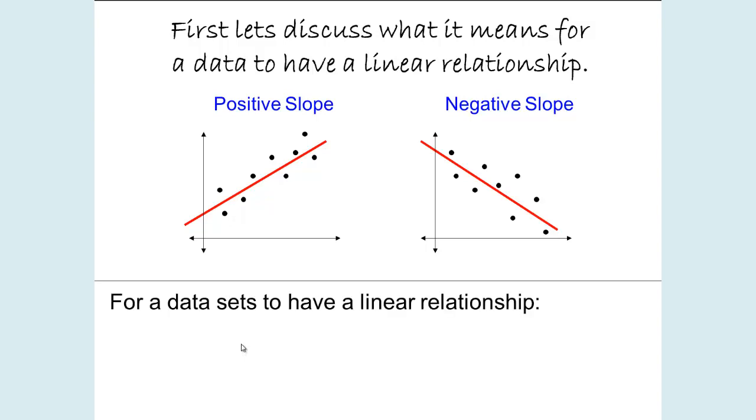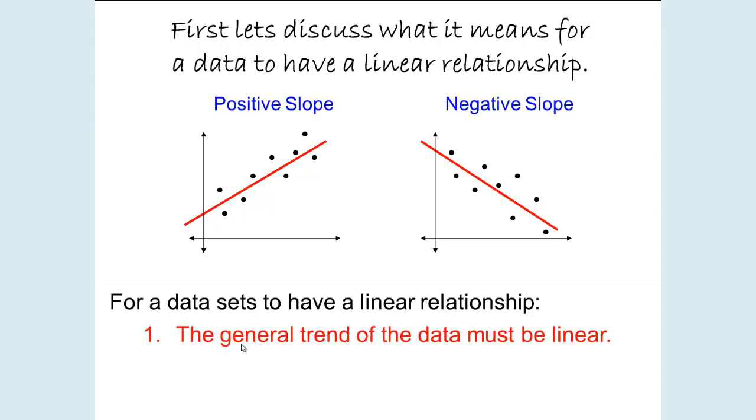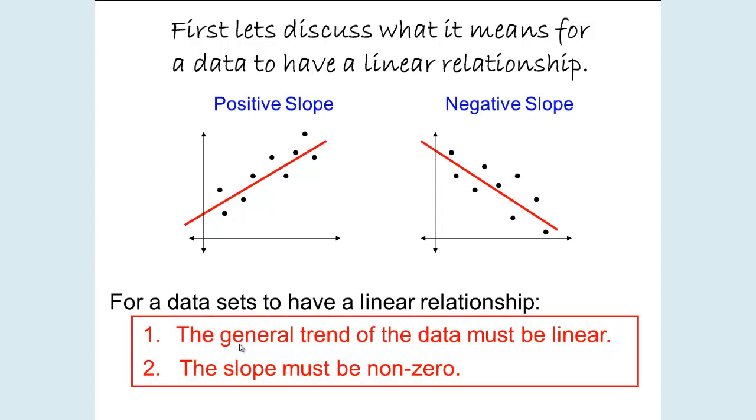For a data set to have a linear relationship, the general trend of the data must be linear and the slope must be non-zero. We consider something with a slope of 0 to be a line, but for data sets to have a linear relationship, we do not want them to have a 0 slope. So these two things must be true: the general trend of the data must be linear and the slope must be non-zero, either positive or negative.